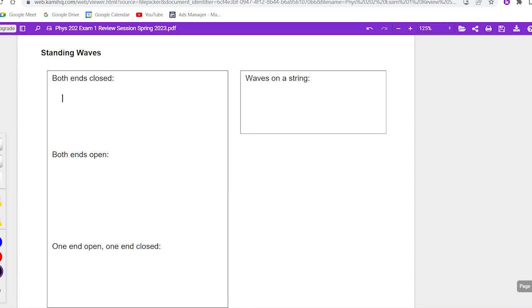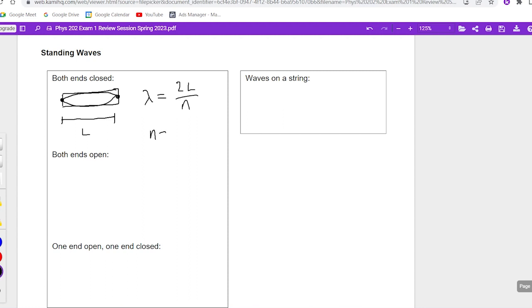For the both ends closed case, the wave diagram is going to look like this, where it has 2 nodes at either end, and the wave goes up and down in the middle like this. If this has some length L, let's say, the equation for wavelength of this case is going to be 2L over n, where remember, n is the harmonic number. It's the number of loops, essentially, you have in your diagram. So in this case, I have 1 loop here. This is the first harmonic, the fundamental frequency, it's also called.